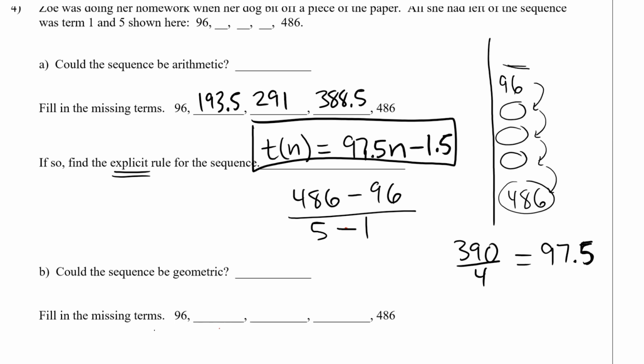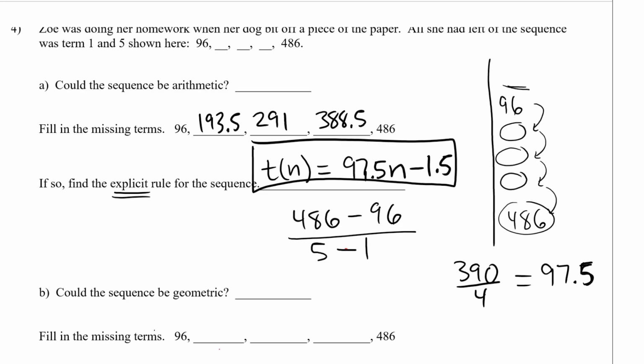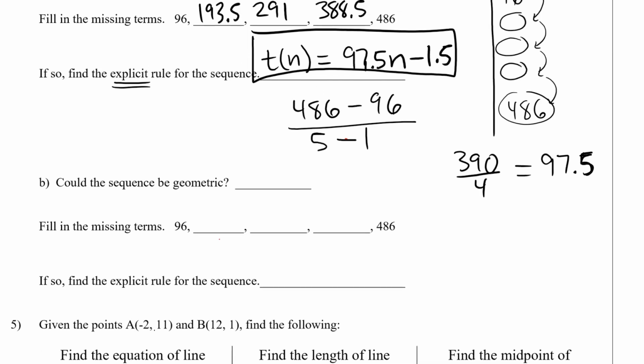So the other question here is, could this be an arithmetic sequence? Let me say yes, this could most definitely be an arithmetic sequence. And then the next question is, could this sequence be geometric? So geometric, you recall, means that we have a common ratio. So we're going to continue to multiply by the same thing each time.